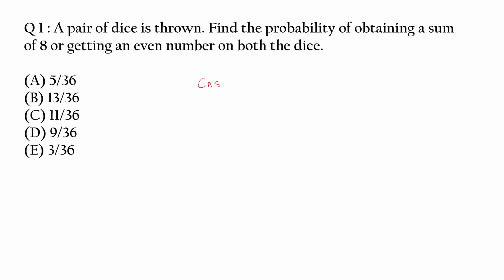As we see, there are two cases here. Case 1. Today I'm going to solve the questions a bit fast. Case 1, obtaining a sum of 8. You can also do it mentally, but I'm just writing it down for everyone's sake. If you see 1, 2, 3, 4, 5, there are 5 cases, and for each of them the probability is 1 by 6 into 1 by 6, which is 1 by 36. So total for case 1 it is 5 by 36.